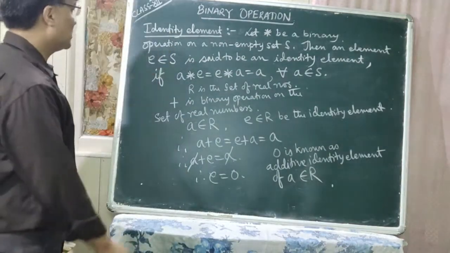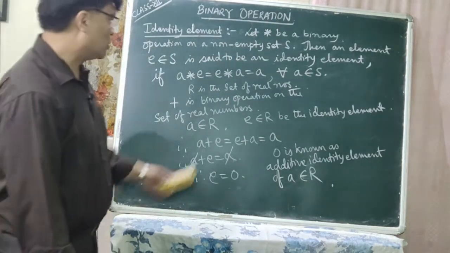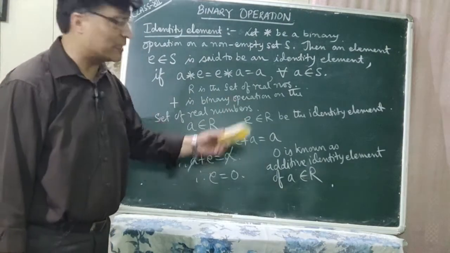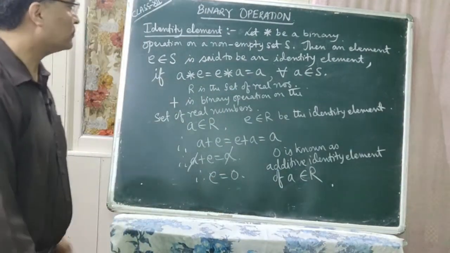So now the definition is this one. You can copy this definition. We will do it in problems also. Your identity element we can do in problems in this way, okay? So just try to understand it now.